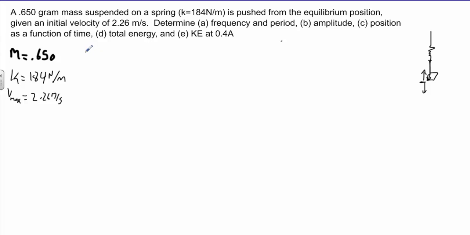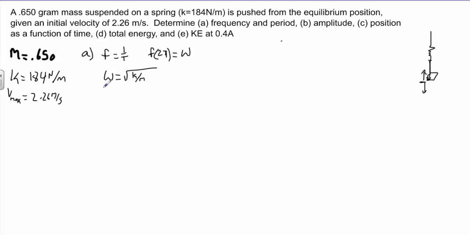Okay, so let's get started with the problem. A, determine the frequency and period. Well, remember, frequency and period are related by the equation f equals 1 over T, and also frequency is related to omega because we know that the frequency times 2 pi is equal to omega. But that doesn't necessarily help me, except that there is a relationship between omega and k and m. Remember, omega is equal to the square root of k over m, which means I can find omega, and because I can find omega, I can find frequency.